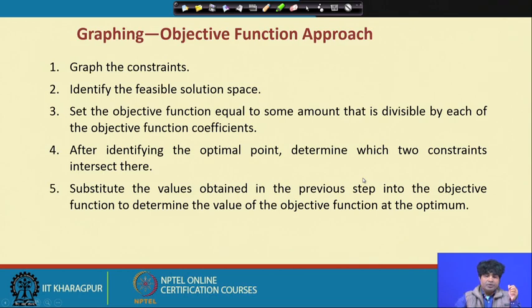So, likewise, now to summarize the graphic structure of the objective function approach. First step is to graph the constraints: transfer the inequality constraint into an equality constraint, then draw the straight line, and then apply the constraint to know the feasible zones, whether it is on the left side or right side, with respect to resource availability. That is why it is called identifying the feasible solution space. Set the objective function equal to some amount that is divisible by each of the objective function coefficients, and after identifying the optimal point, determine which two constraints intersect there, and substitute the values obtained in the previous steps into the objective function to determine the value of the objective function at the optimum.